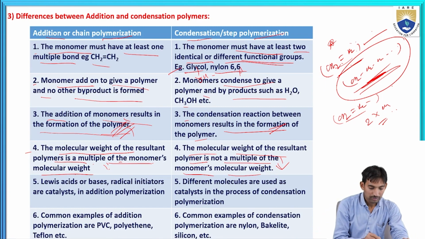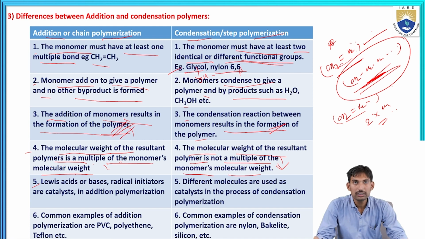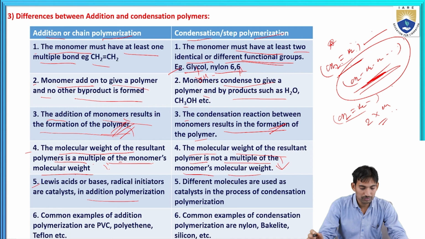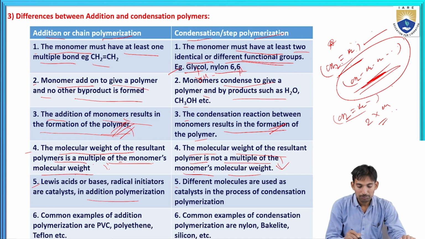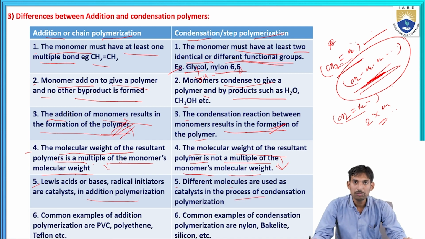The fifth point is that for addition polymerization we can use Lewis acids or bases, radical initiators or catalysts. In the case of condensation polymers, we can use different molecules as the catalyst in the process. We can use different molecules for the catalyst in the case of condensation or step polymerization.